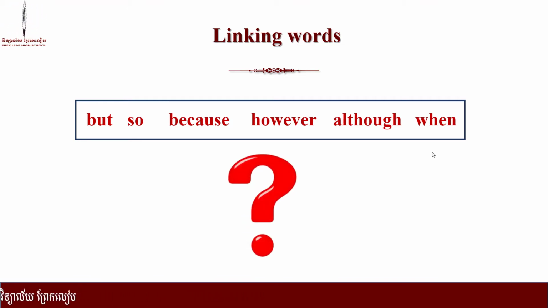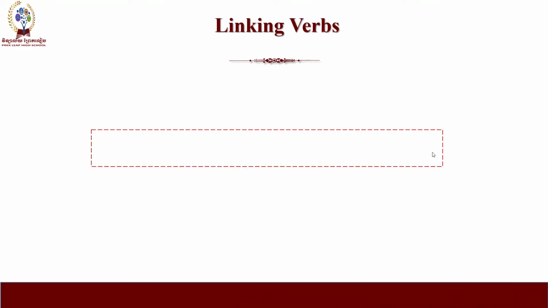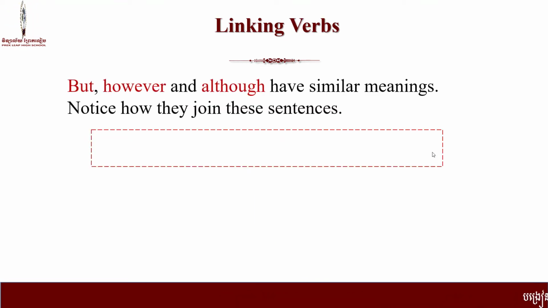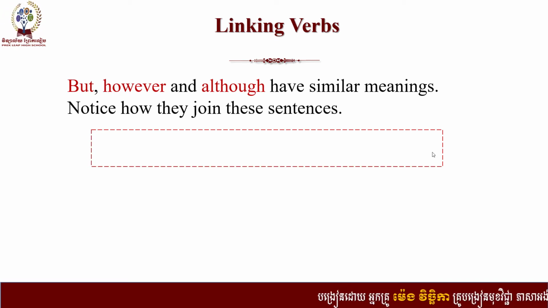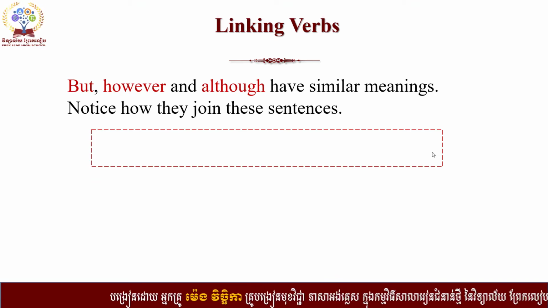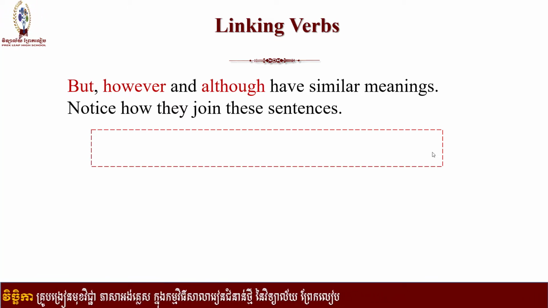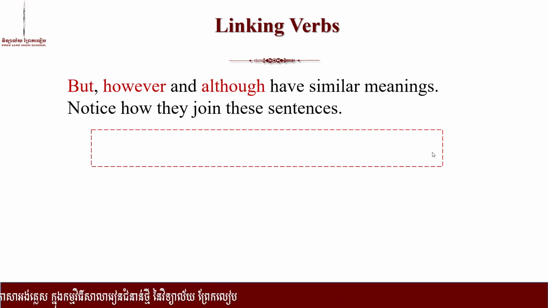There must be the question, right? Some of you might know how to use it, but not really sure what kind of situations we use these linking words. Okay, so now let's check the words but, however, and although. These three words have similar meanings, but notice how they join these sentences. They have similar meanings, but when it comes to joining sentences together, there are some differences.